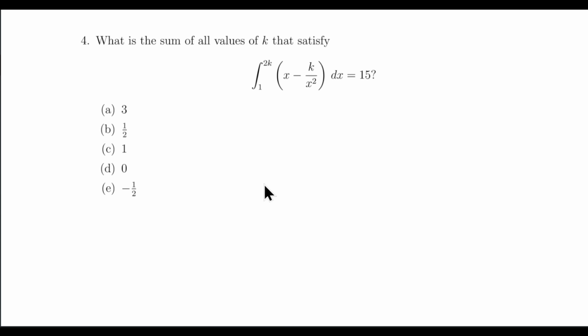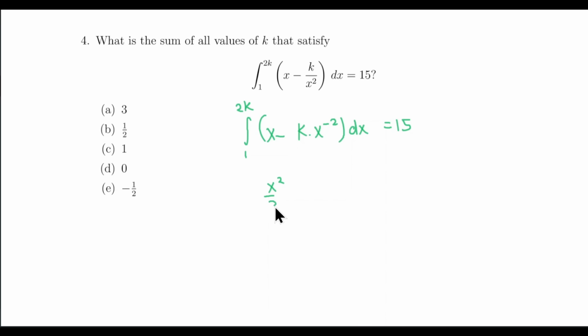Okay. What is the sum of all values of k that satisfy this? So yes, integration rules here, power rule, I think, but with some algebra also doodling around. So what is the integral of this x? Isn't that just x square over 2? Or maybe I want to rewrite this because I don't like this x square at the bottom. So this can be written as x to the negative 2 dx, and this can be integrated from 1 to 2k, and that should give me 15.